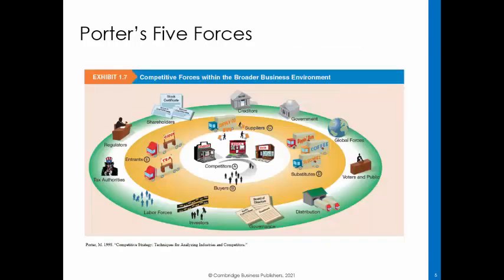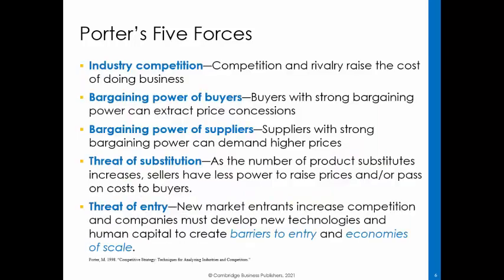A company's primary and support activities are not carried out in isolation, but are instead influenced by 5 important forces that confront the company and determine the competitive intensity. This diagram illustrates the forces of industry competition, buyer power, supplier power, product substitutes, and threat of entry. The 5 forces include the competition and rivalry of the industry that raises the cost of doing business, as companies must hire and train competitive workers, advertise products, research and develop products, and engage in other related activities.